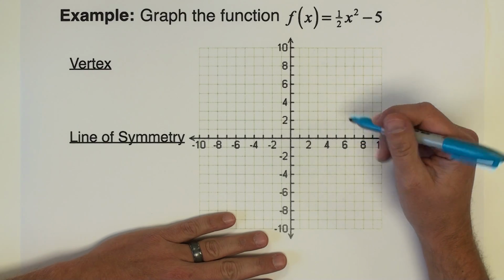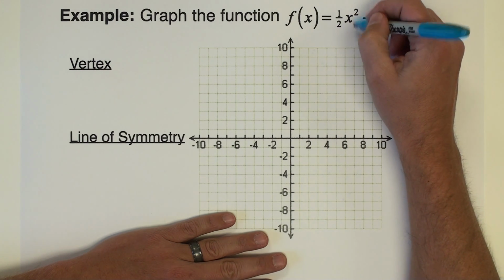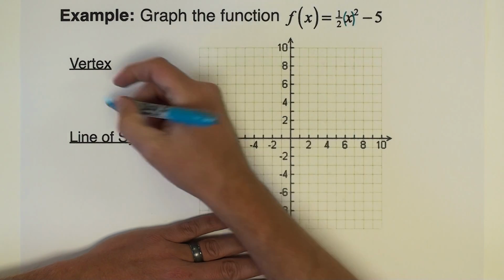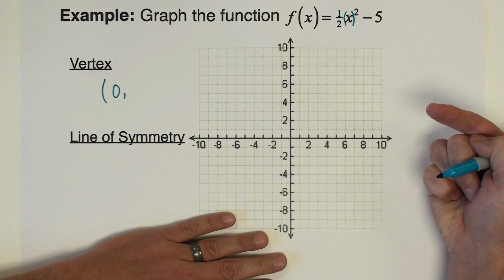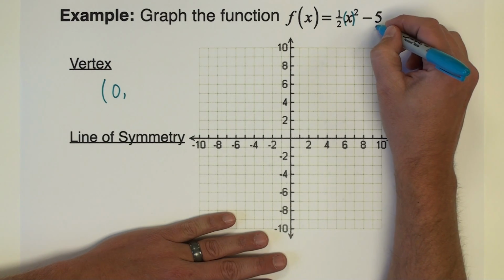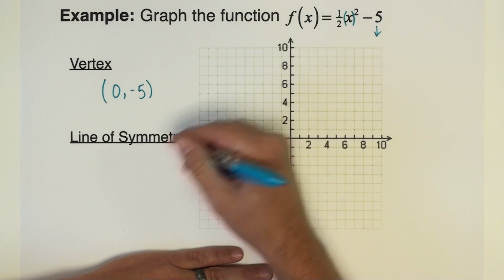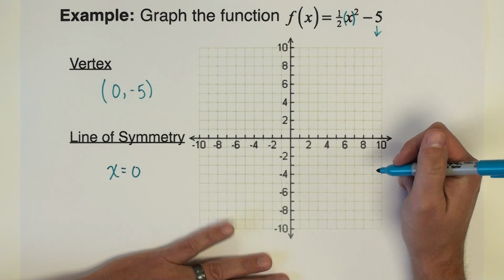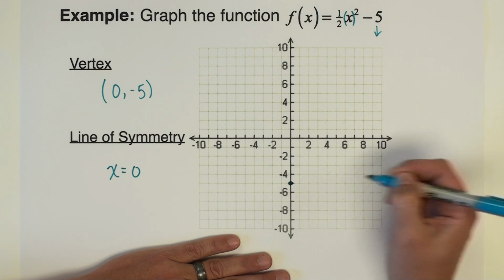That's it. All right, our next problem says half x squared minus 5. Notice that this problem doesn't have any numbers added or subtracted inside the power. So when I write my vertex, there's no left or right movement here. So the vertex is going to stay on 0. That minus 5, however, is going to move the graph down 5. So 0, negative 5 is our vertex. Our line of symmetry is going to be the equation x equals 0. So we're going to start here, 1, 2, 3, 4, 5 down to that point.